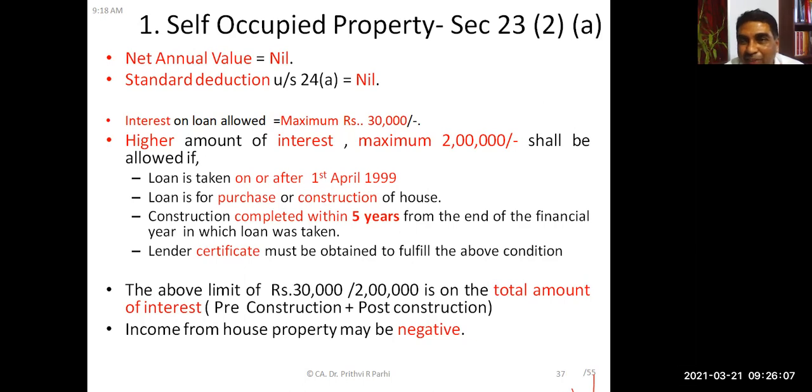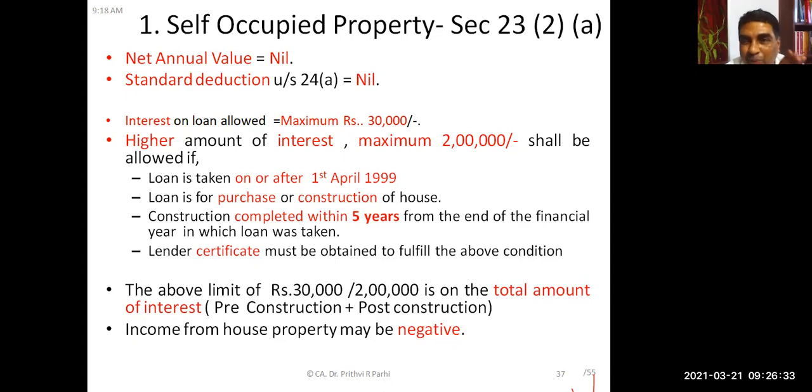If net annual value is nil, thereafter only two deductions are possible. Can you tell me what the two deductions are? In any situation we have studied standard deduction and interest on borrowed capital. Here standard deduction will not be there. Only one deduction is there, that is interest on borrowed capital.